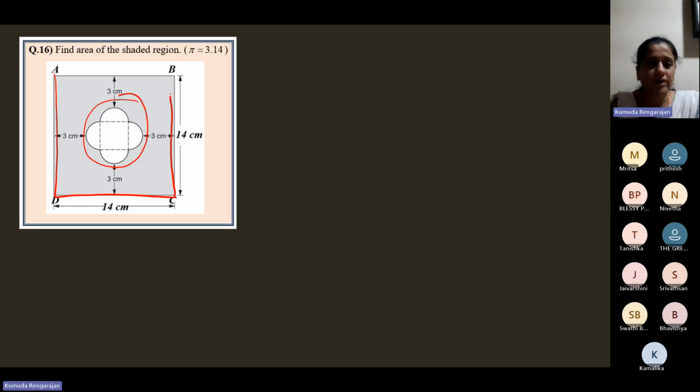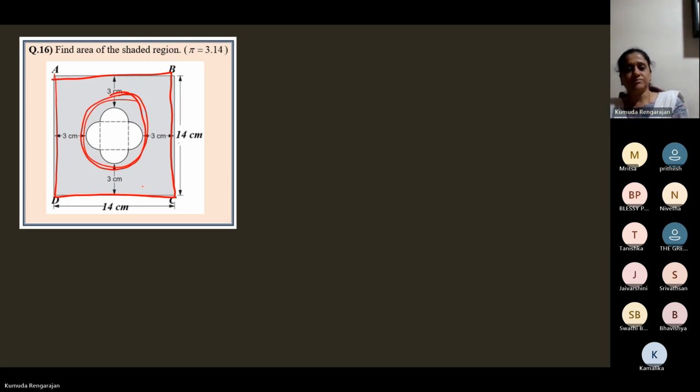So it will be the area of the outer square minus the area of this design inside. There's a design inside here, right? There's a design here. Area of the outer square, ABCD, minus the area of this design will be the area of the shaded region.